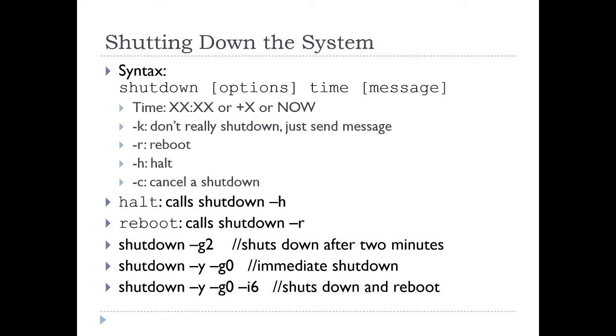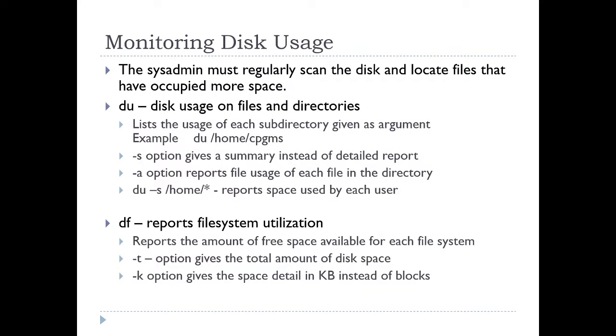Shutdown followed by -g followed by 2 means shut down the system after 2 minutes. For immediate shutdown, use 0 with the -g option. To shut down and reboot, use the option -g0 followed by -i6.